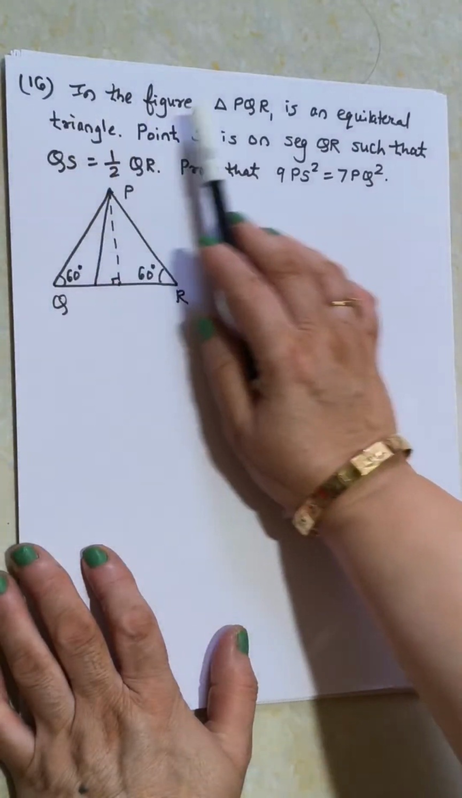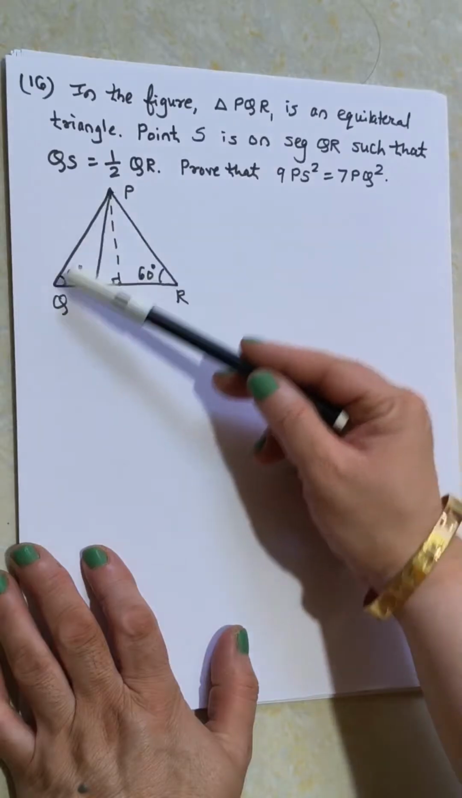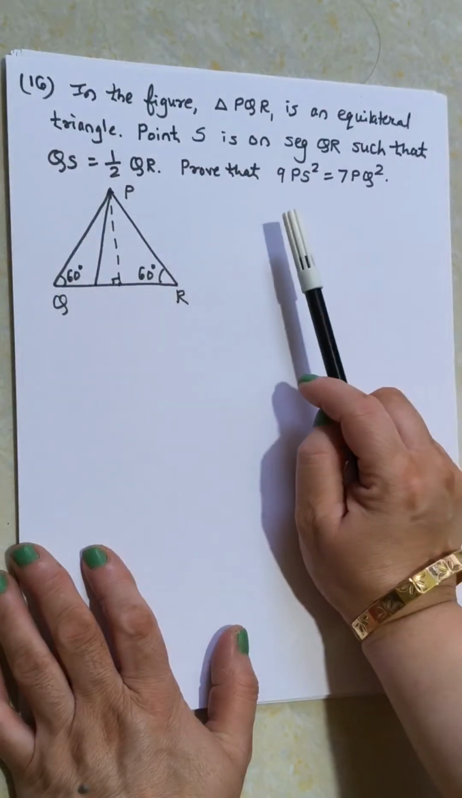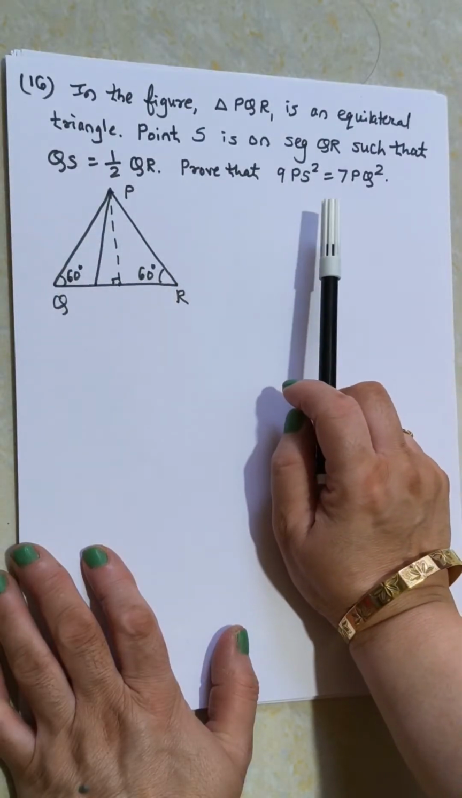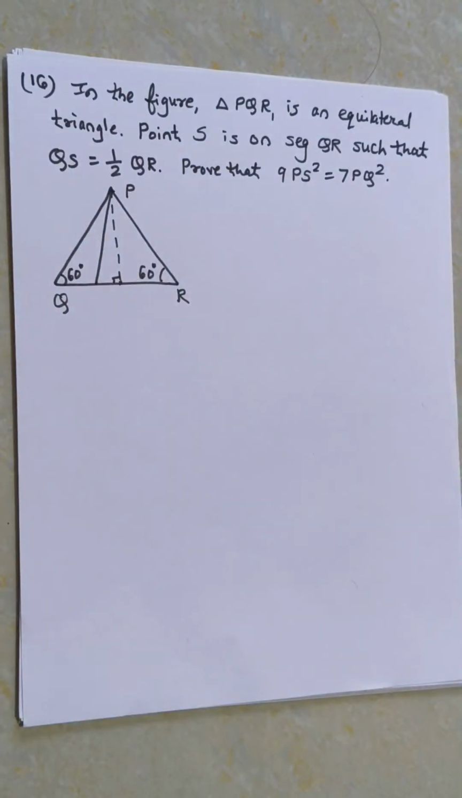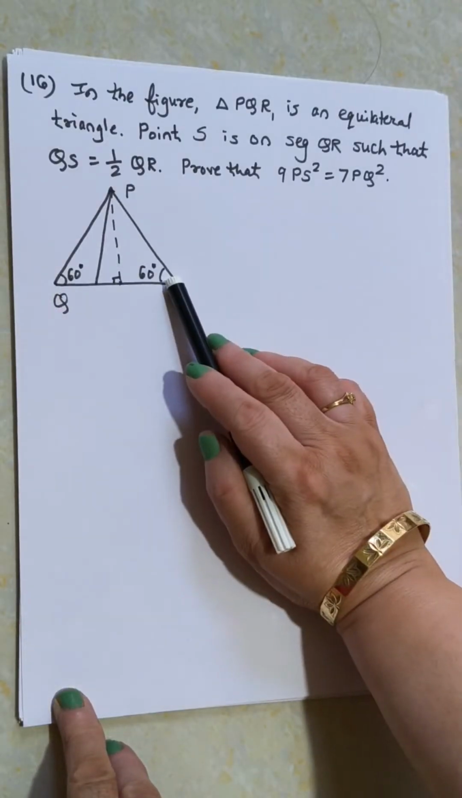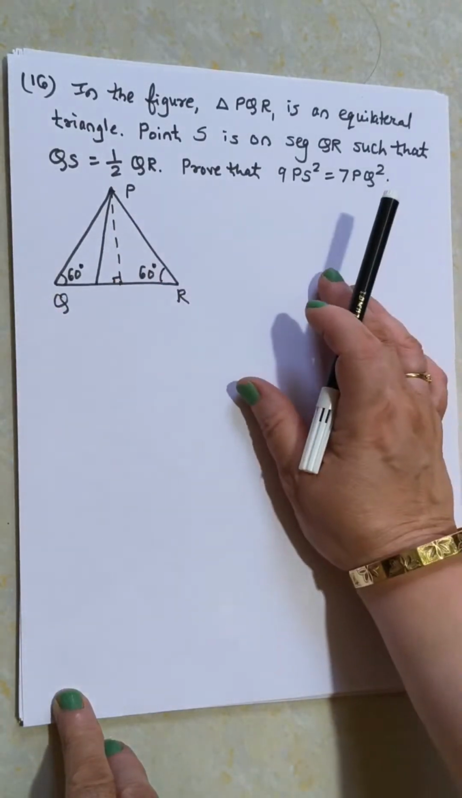And here in the figure, triangle PQR is an equilateral triangle. So PQR is an equilateral triangle. And you know, in an equilateral triangle all sides are equal and all angles are of 60 degree. So equilateral triangle, what is the speciality? That all angles are of 60. So angle Q will be 60, angle R will be 60 and angle P will also be 60.